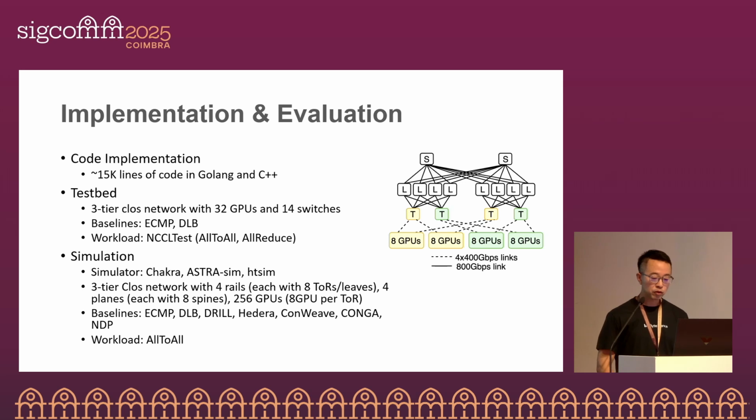The simulation platform is constructed by Chakra, AstraSim, and HTSim. In the simulation, the topology is larger, containing 256 GPUs and 4 rails, 4 planes, each containing 8 switches. The baseline algorithms to compare are ECMP, DLB, Drill, Hedera, Conweave, Conga, and NDP. The descriptions of each algorithm can be found in the paper, so we're not going to address the details here. The workload being tested is all-to-all.